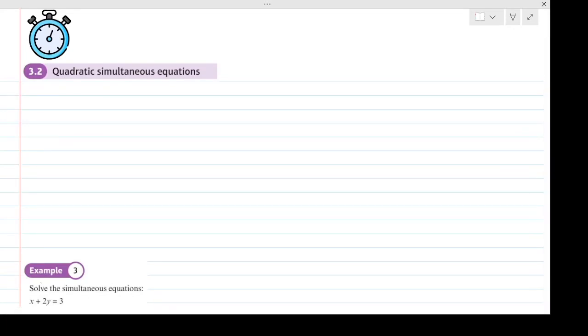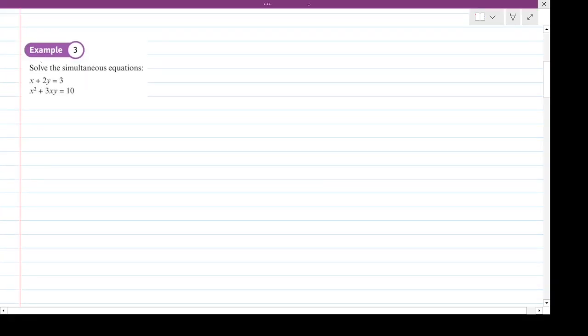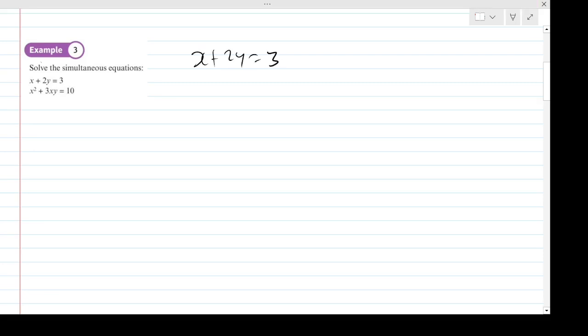Hello, so we need to be able to solve quadratic simultaneous equations. So that's simultaneous equations with a quadratic term in one of the equations. So here we have x + 2y = 3, x squared + 3xy = 10. So the most ideal way to solve is by substitution here.